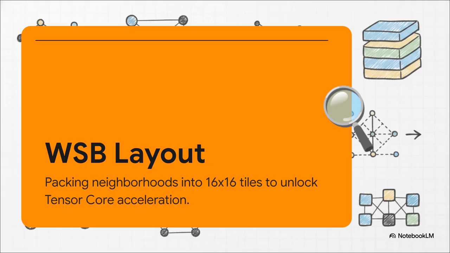This brings us to the weighted block sparse, or WBS, layout. By taking local graph neighborhoods and packing them into fixed-size 16 by 16 tiles, we effectively force that sparse, scattered data into a dense format. So for graphs that have locally dense pockets of connections, this WBS layout finally lets GNNs tap into the massive mathematical horsepower of GPU tensor cores. It's a real game changer.